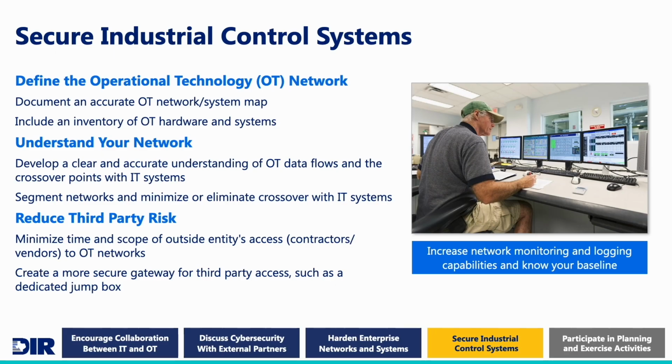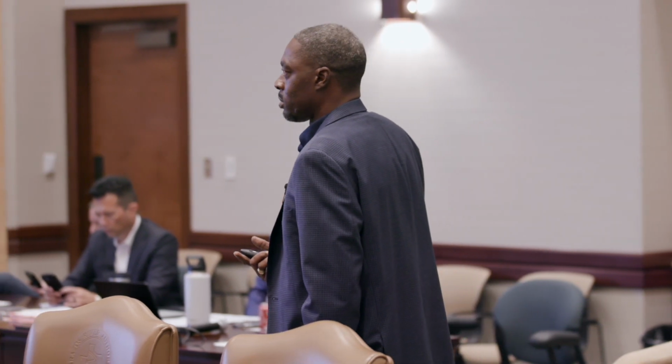All right, so secure industrial control systems. You want to define the operational technology network. You want to document where your OT systems are, with a network map or systems map, to know exactly what the location is. You want to understand the versioning, right? What version software are you running on some of these systems?